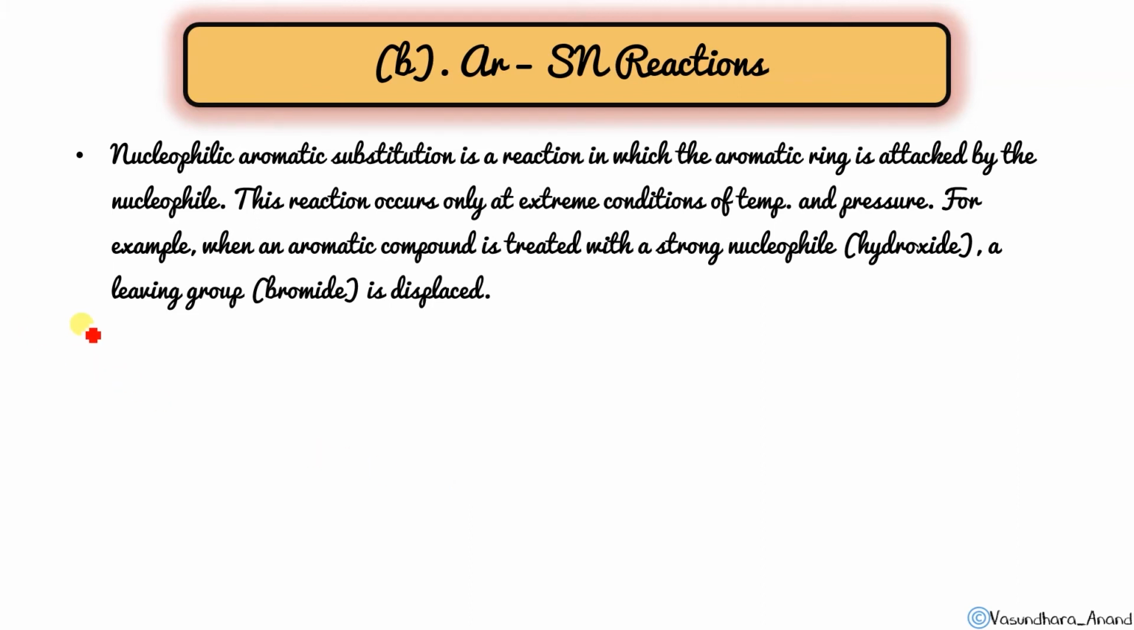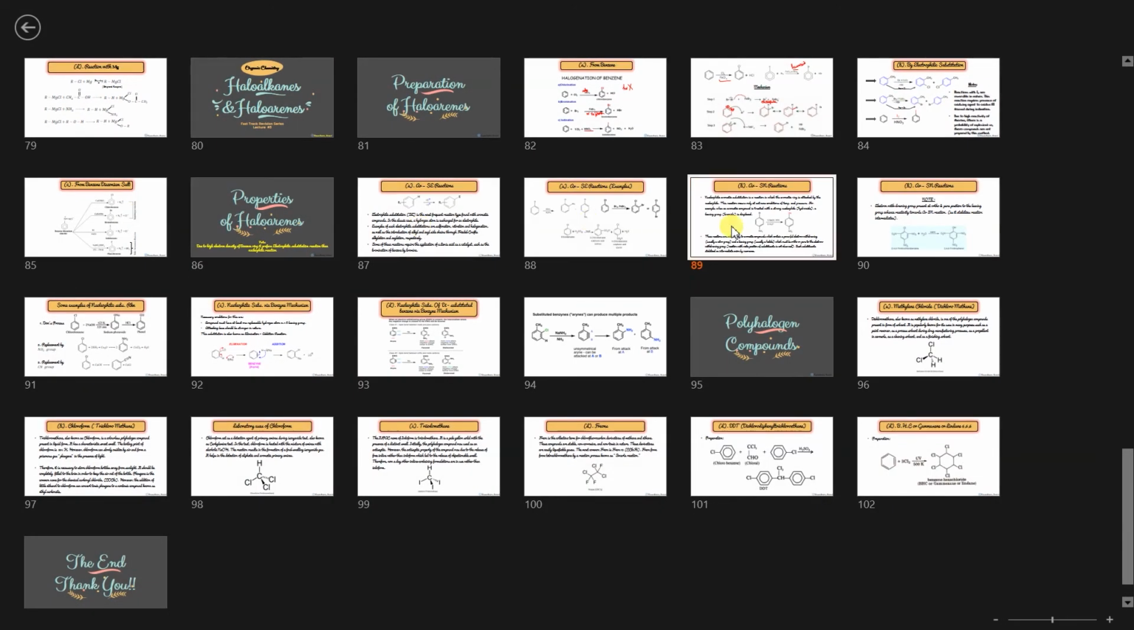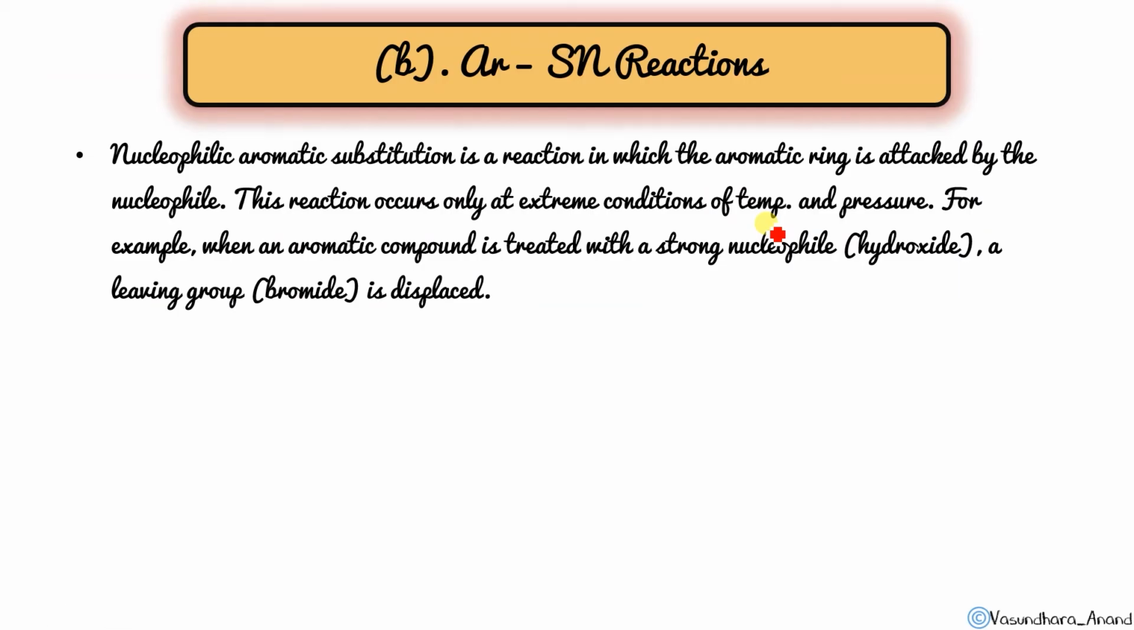Okay, so nucleophilic aromatic substitution is a reaction in which the aromatic ring is attacked by the nucleophile. The nucleophile is going to attack. So obviously we know that there will be a lot of repulsion. So in that case we have to put some extreme conditions, isn't it? So that is extreme condition of temperature and pressure we have to provide. Then only this reaction will happen.